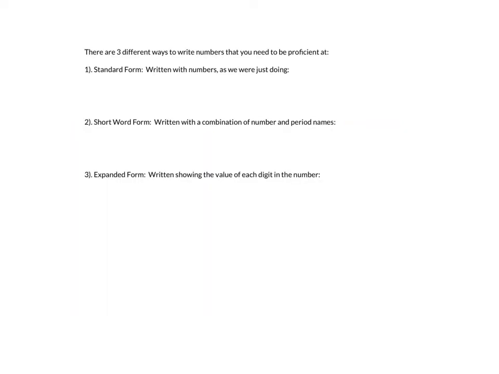There are 3 different ways to write numbers that you need to be proficient at. First of all, standard form. Standard form is just write with numbers just as we were doing. So, for instance, if you were given the number 53,428 and asked to write that in standard form, you'd be writing 53,000, I put the comma there for the word thousand, 428 would be how to write that.